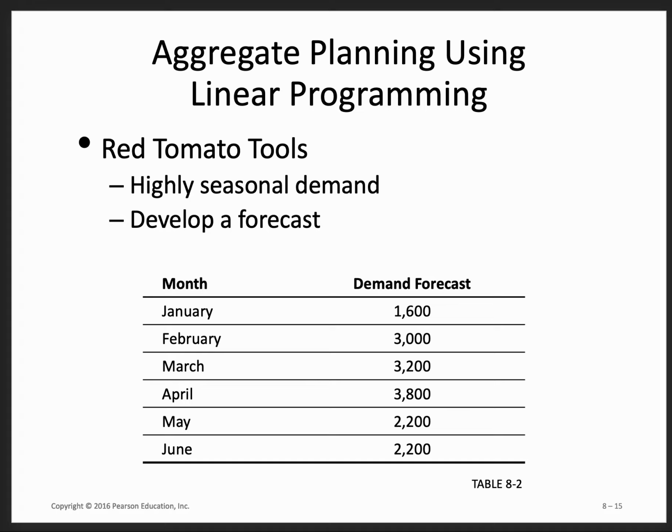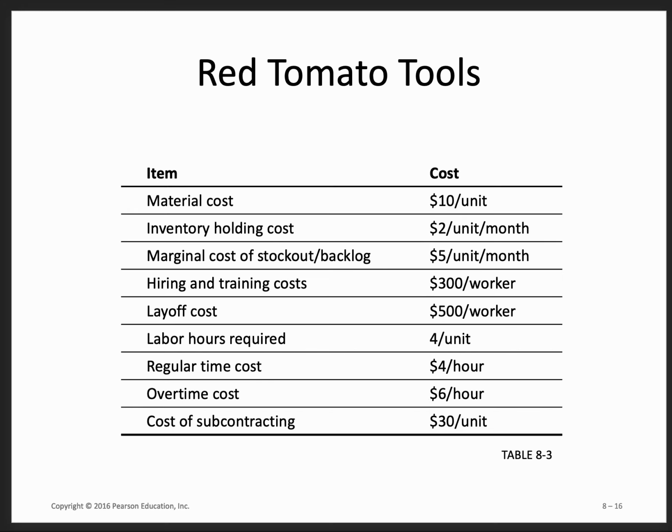Now, apart from this, there are other important parameters that we also need to know when developing the aggregate plan. You need to know the material cost. The cost of materials is $10 per unit here. We're assuming that inventory holding cost is $2 per unit every month. The cost of stock out or backlog is about $5 per unit per month.